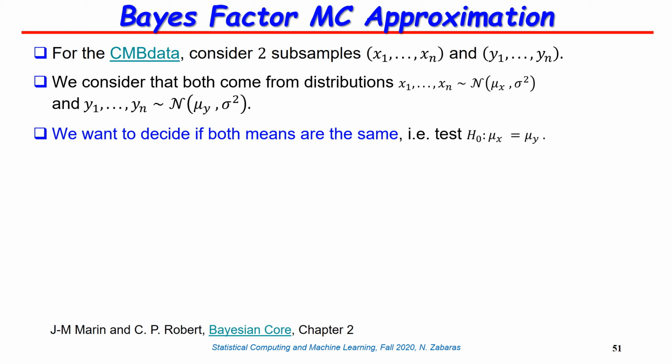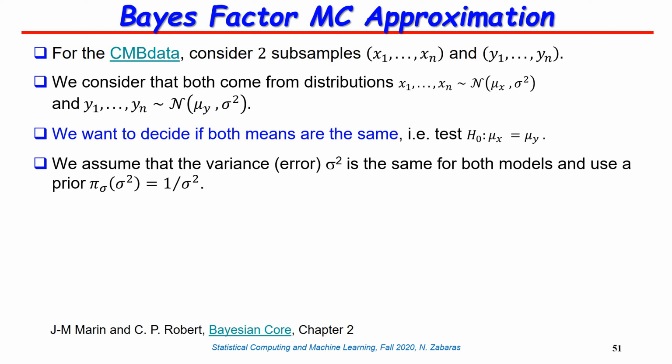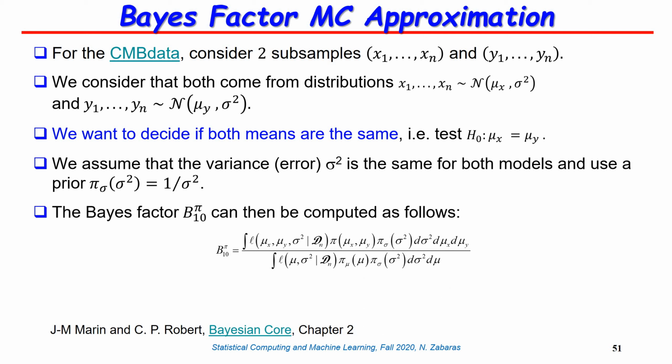I'm going to need to be able to evaluate the Bayes factors, because this is how I'm going to compare the two models. I'm going to need to put a prior on sigma squared, and I'm going to use an uninformative prior, which you remember is 1 over sigma squared. Okay, so here is the Bayes factor B10, which involves the likelihood of my data. Remember, the likelihood is written here as a function of the two means and sigma squared, and Dn here indicates both my x data set and my y data set.